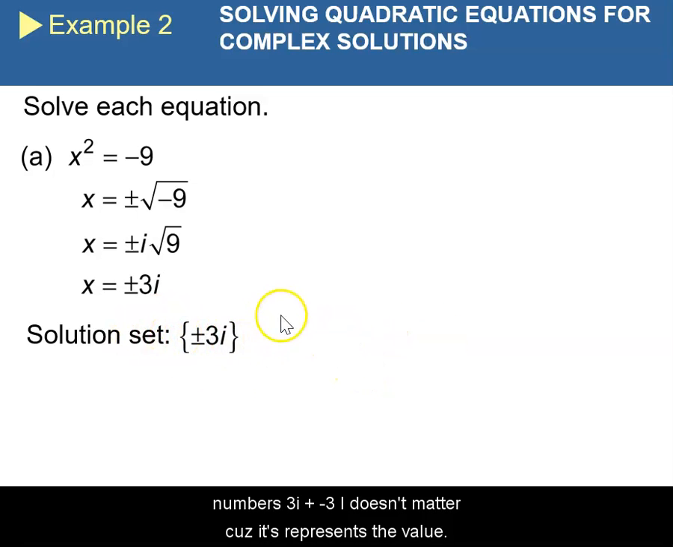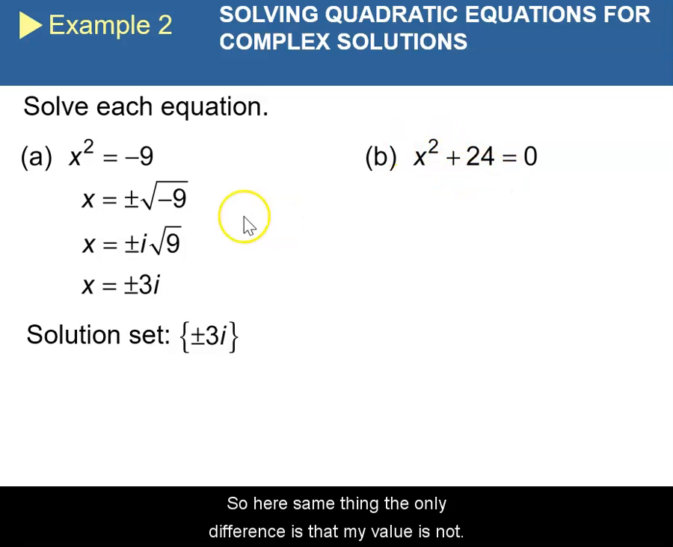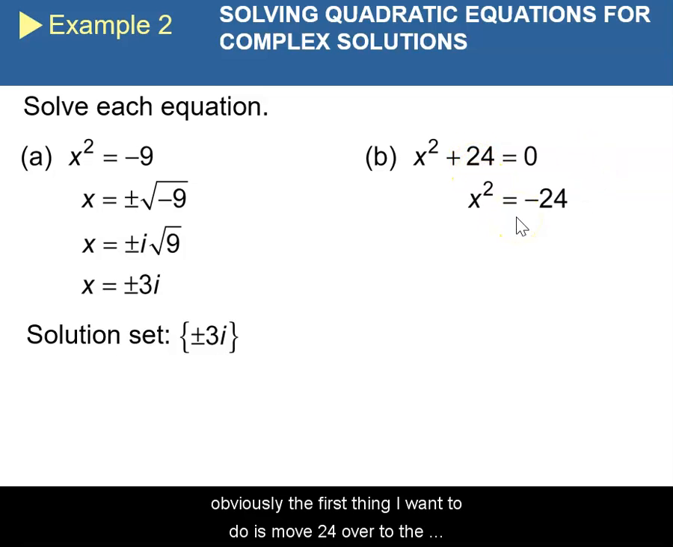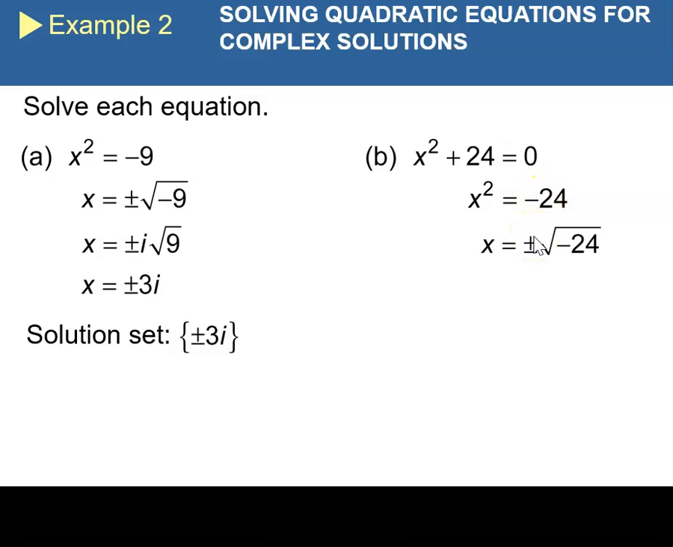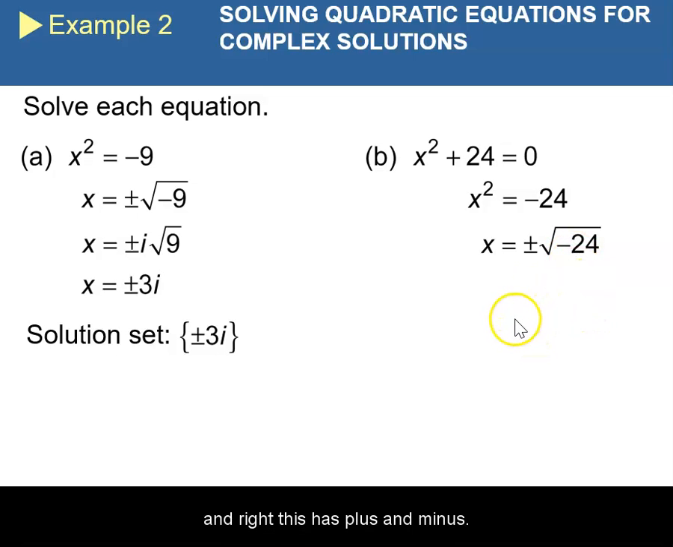It doesn't matter because this represents two values, right? So here, same thing. The only difference is that my value is not on the right side. It's on the left side with the x squared term. So obviously the first thing I want to do is move 24 over to the other side of the equation, okay, which turns it negative. So that now when I take the square root, I get the square root of a negative term. I can pull out the i and write this as plus or minus i root 24.